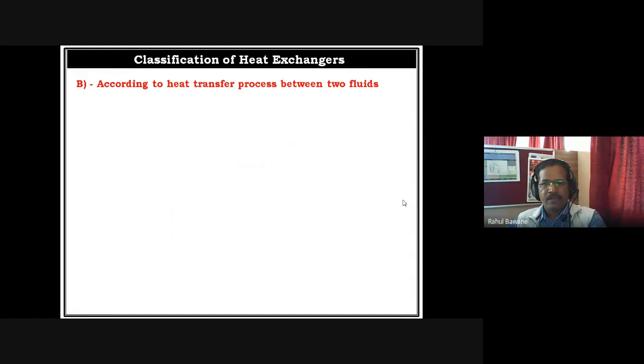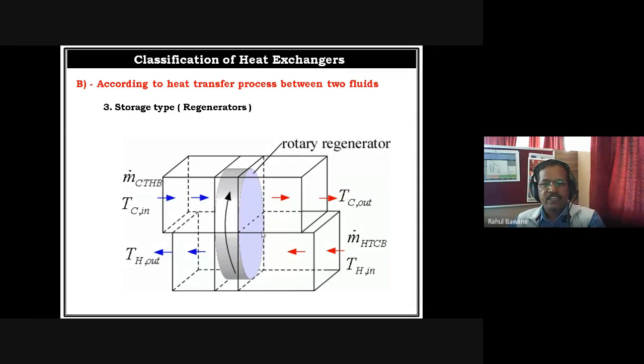Now another storage type is the heat wheel. Remember, this is also a very basic application of storage type. So there are two types: either the matrix kind of heat exchanger, that is a regenerator, or a rotary wheel, which is called a heat wheel. Now here there are two boxes and one wheel. And this wheel also, just like a matrix, has pores.